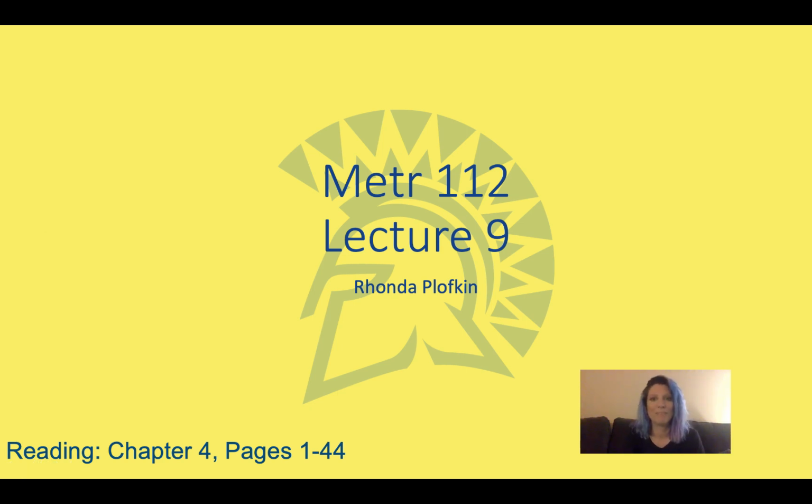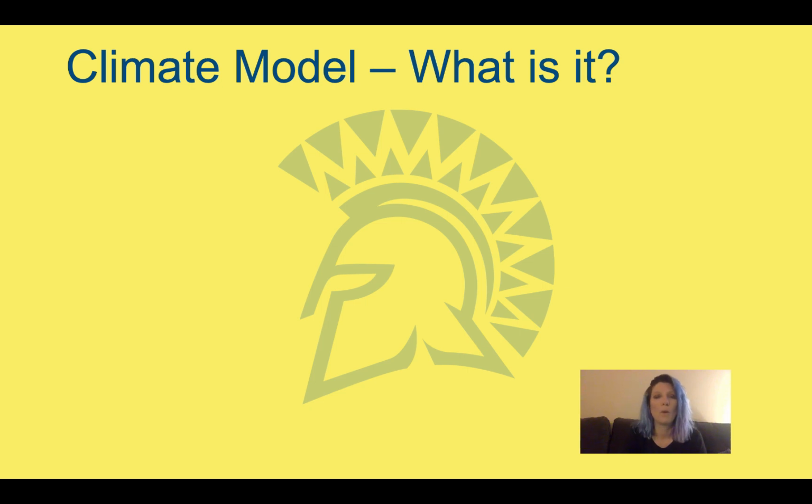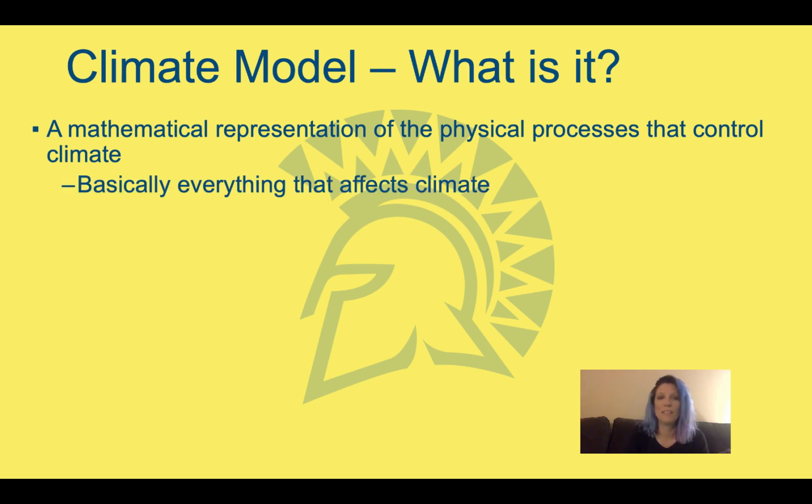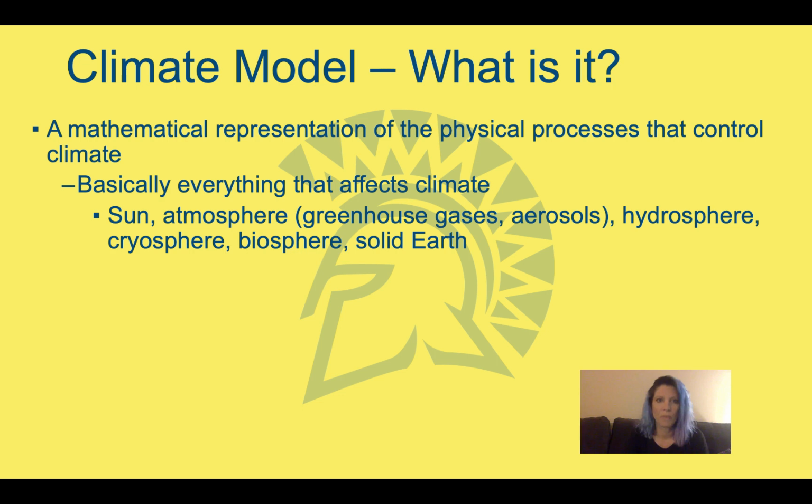So let's get started. All right, so what is a climate model? A climate model is a mathematical representation of the physical processes that control the climate. So that's basically everything that affects the climate. And remember, when we're talking about everything that affects the climate, we're talking about all the spheres. So that would be the sun, the atmosphere, the hydrosphere, the cryosphere, the biosphere, solid earth. There's many different things that interact together as we've gone over before, and that can actually influence our climate.